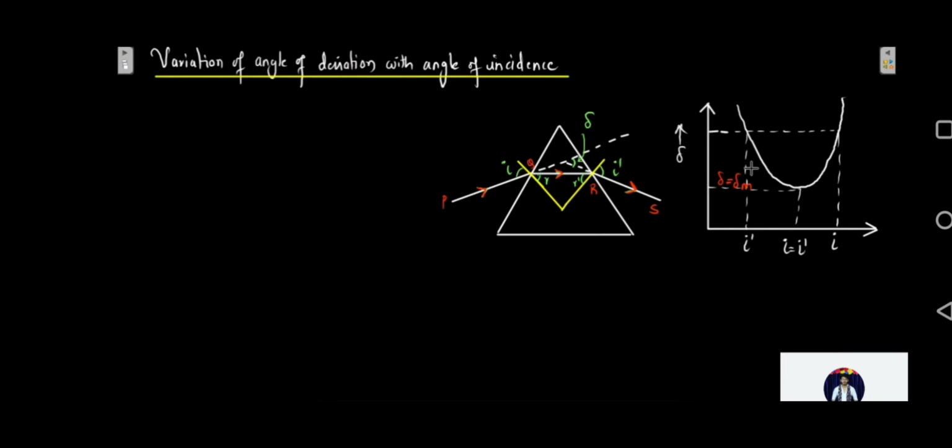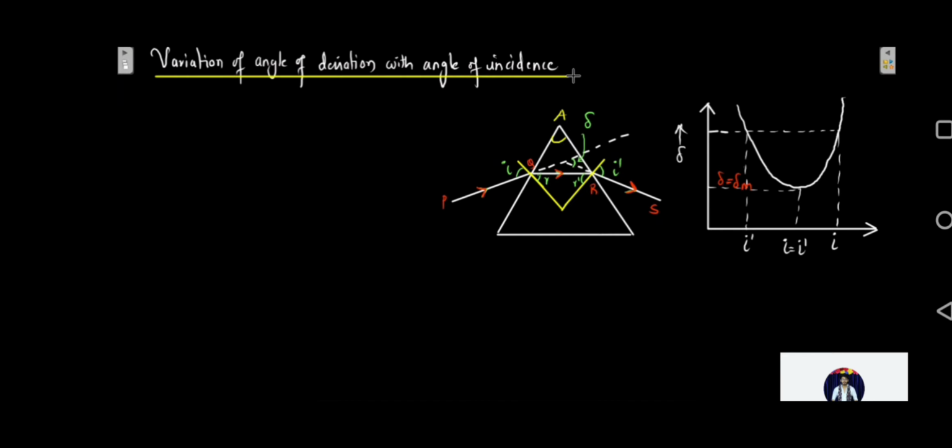Now we are going to see the variation of the angle of deviation with the angle of incidence. How is our angle of deviation going to vary with the angle of incidence? The first figure you can see here is the path of a ray of light suffering refraction through a prism of refracting angle A. This figure shows how a ray of light made incident on the face of the prism gets refracted and emerges out.